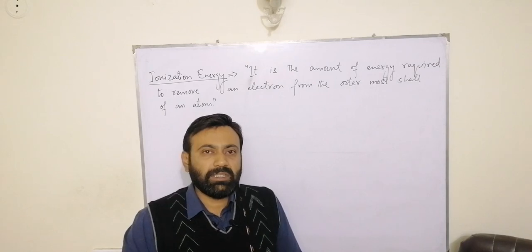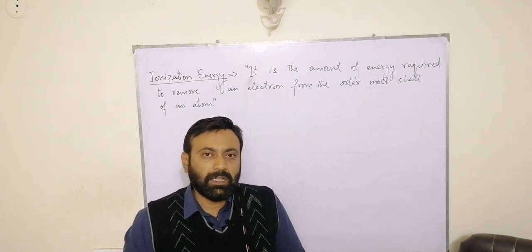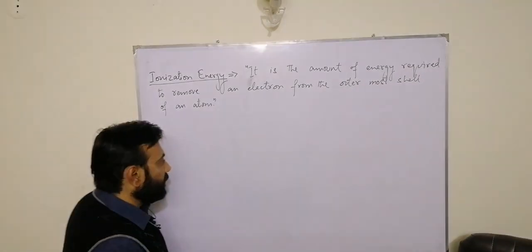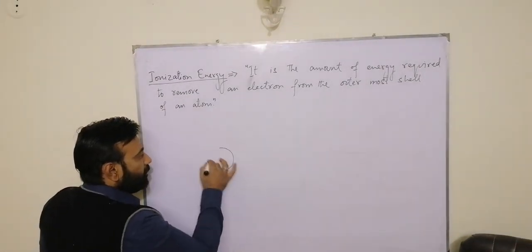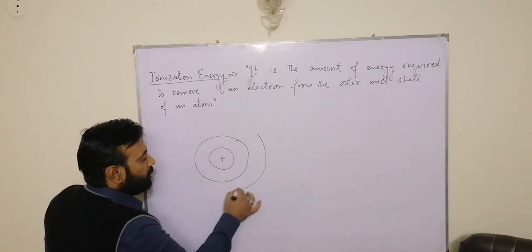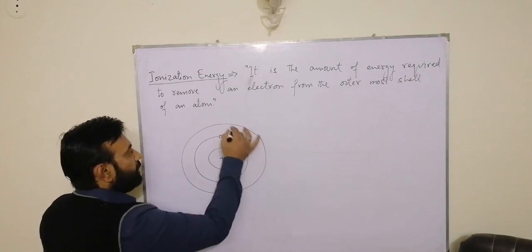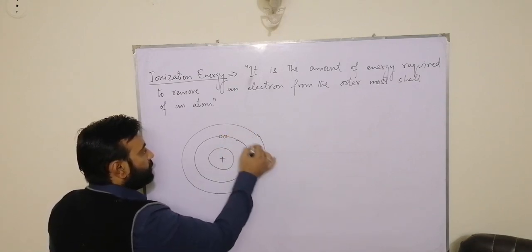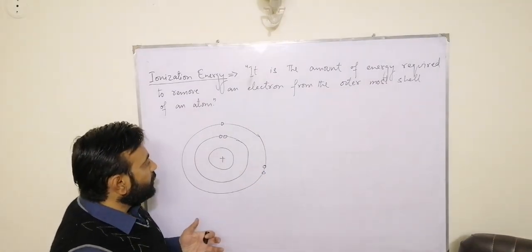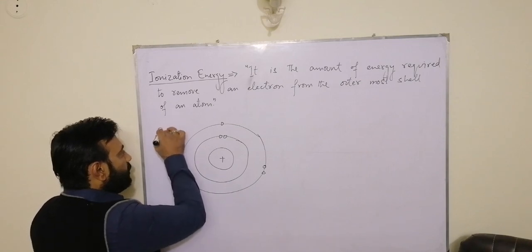Now, the basic definition of ionization energy is that it is the amount of energy required to remove an electron from the outermost shell of an atom. For example, suppose we have an atom. This is the nucleus of the atom. This is the first shell, then the second shell. Suppose we have 2 electrons in the first shell and 3 electrons in the second shell. This is the example of boron.